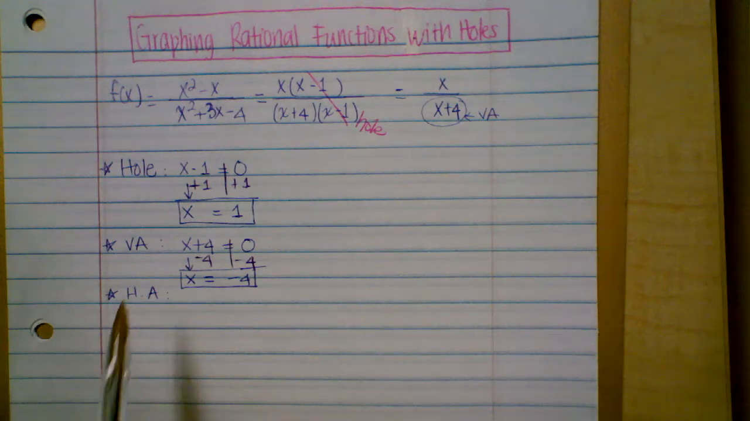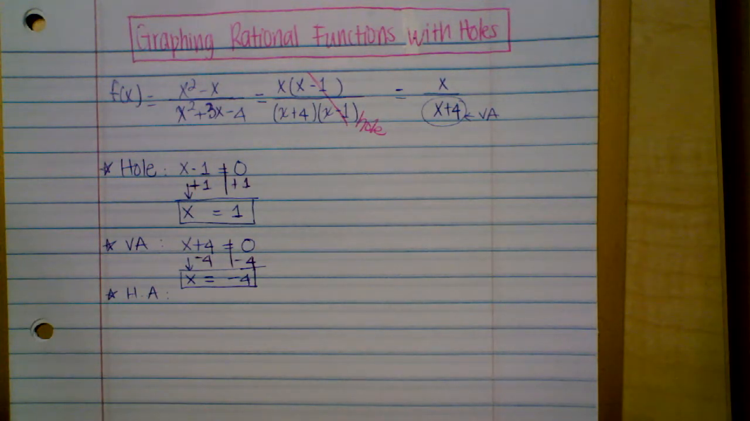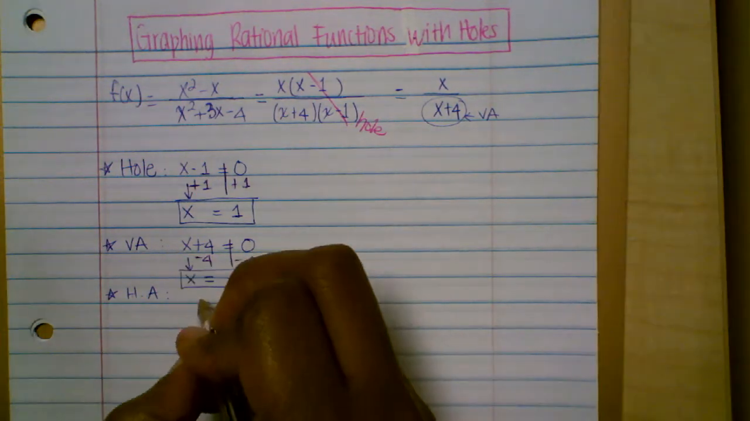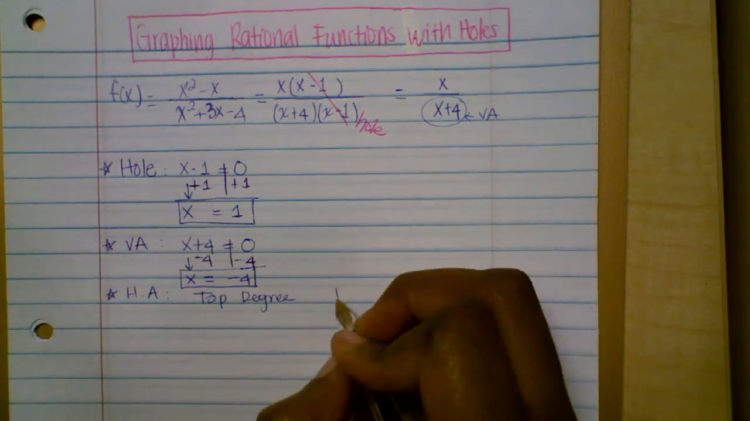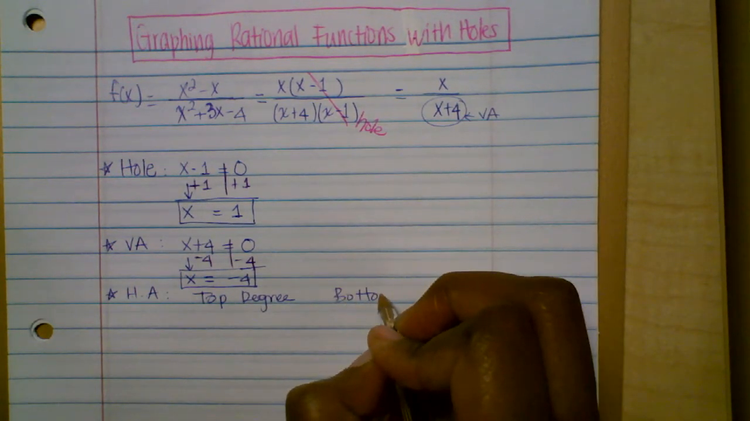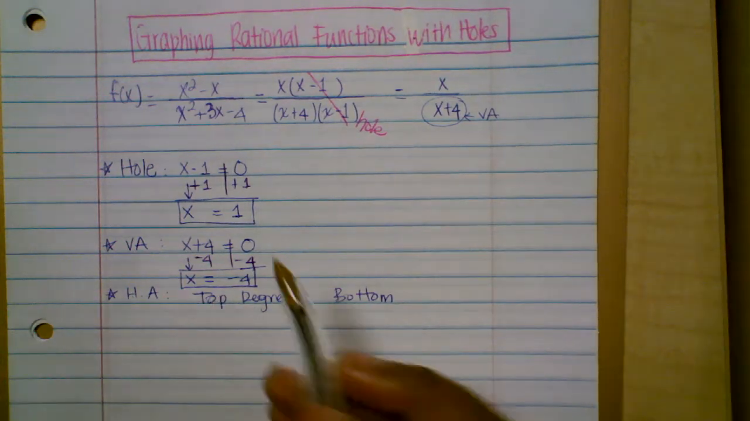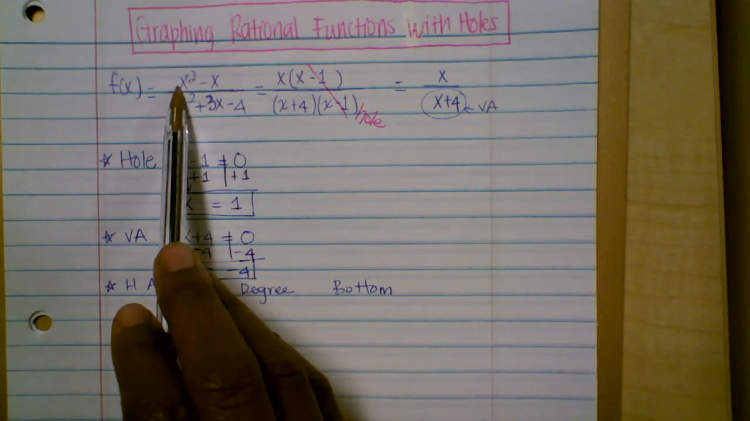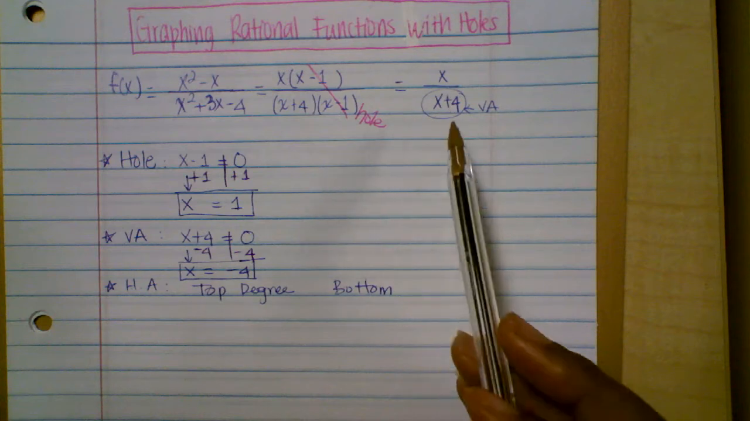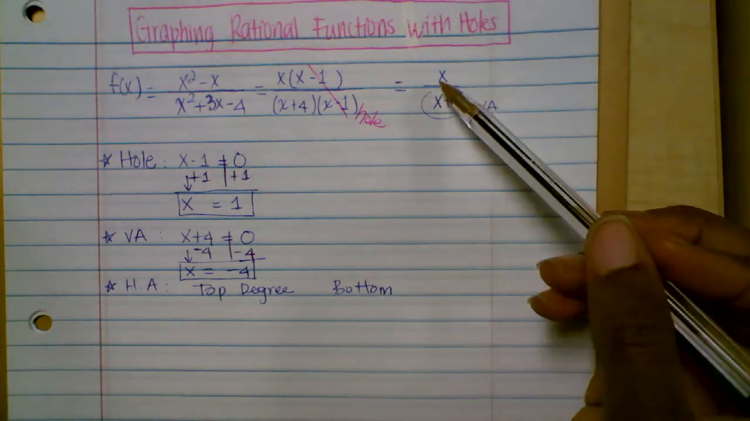The horizontal asymptote depends on the degree, and I gave you 3 cases. So let's find the top degree and the bottom degree. For the HA, you can use either the original rational function or the simplified one. If you want, you can use the simplified.